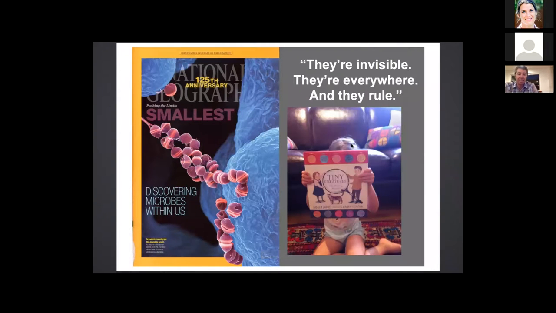And it's even extended to kids' literature. So this is my daughter holding up one of her favorite books, or at least I like to think that it's one of her favorite books. It's called Tiny Creatures: The World of Microbes. And that's essentially the take-home message of this book: they're invisible, they're everywhere, and they rule.